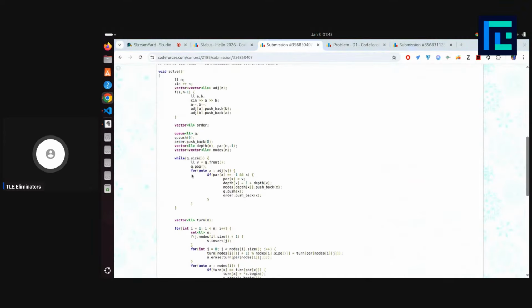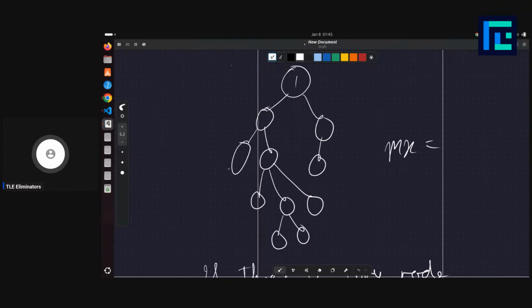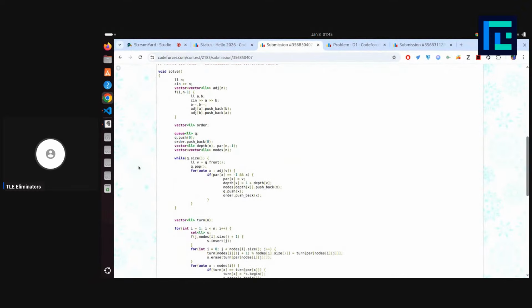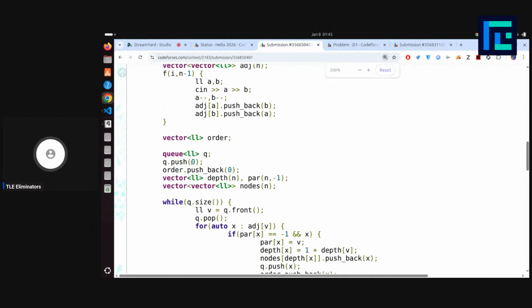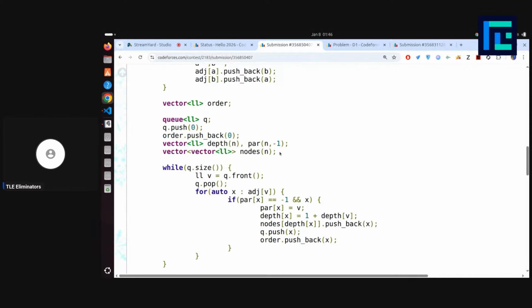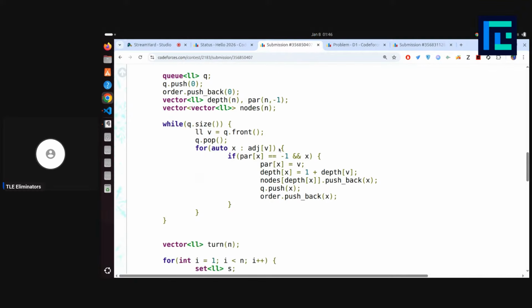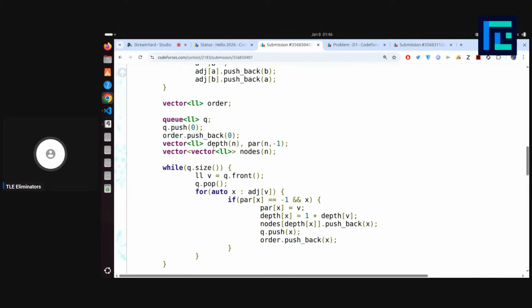So yeah, what I did was, I just stored the nodes level wise. Like in level 0, what are the nodes? In level 1, what are the nodes? Level 2, level 3, level 4 nodes, right? So I stored it in a vector of vector, which stores the nodes level wise and from left to right. Like all the nodes having same parent are together in this vector of vector. So I just do a BFS and populate these nodes and depth and parent, right?